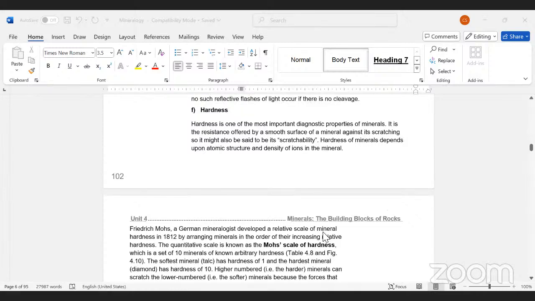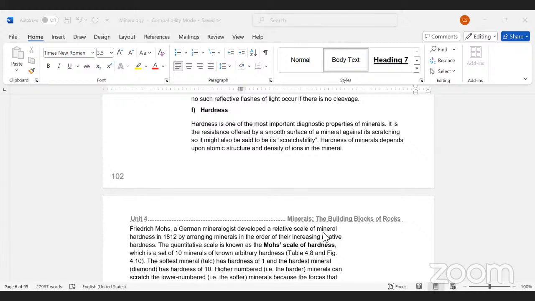Yeah, one more property is hardness. Hardness is one of the most important diagnostic properties of a mineral. It is the resistance offered by the smooth surface of a mineral against scratching, so it might also be called scratchability.